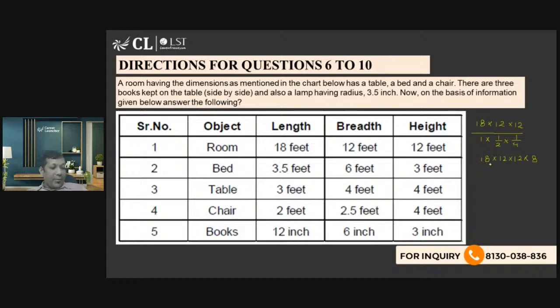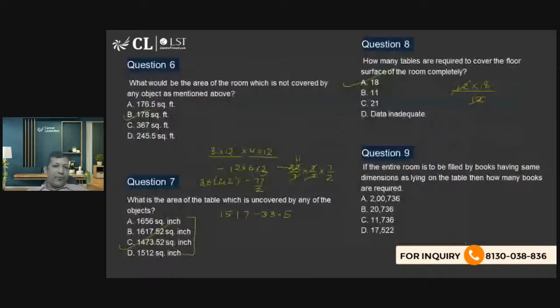So what I am doing, I'm going to round off every number. So 18, I'm going to take it as 20. 12, I'm going to take it as 10. 12, I'm going to take it as 10. 8, I'm going to take it as 10. So my answer should be 20,000. So my final value should be closer to 20,000.